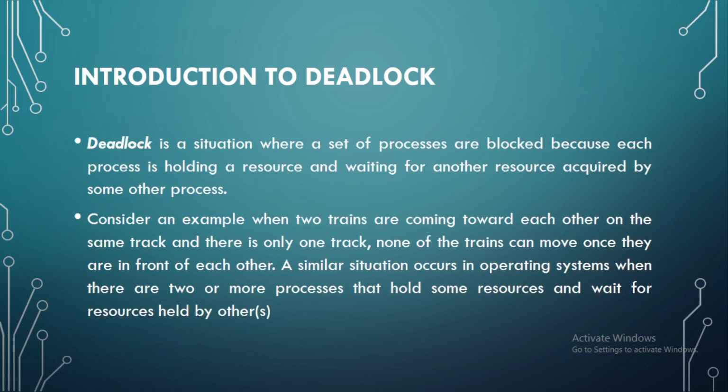Deadlock is a situation where a set of processes are blocked because each process is holding a resource and waiting for another resource acquired by some other process. Consider an example when two trains are coming toward each other on the same track and there is only one track. None of the trains can move once they are in front of each other. A similar situation occurs in an operating system when there are two or more processes that hold some resources and wait for resources held by other processes.